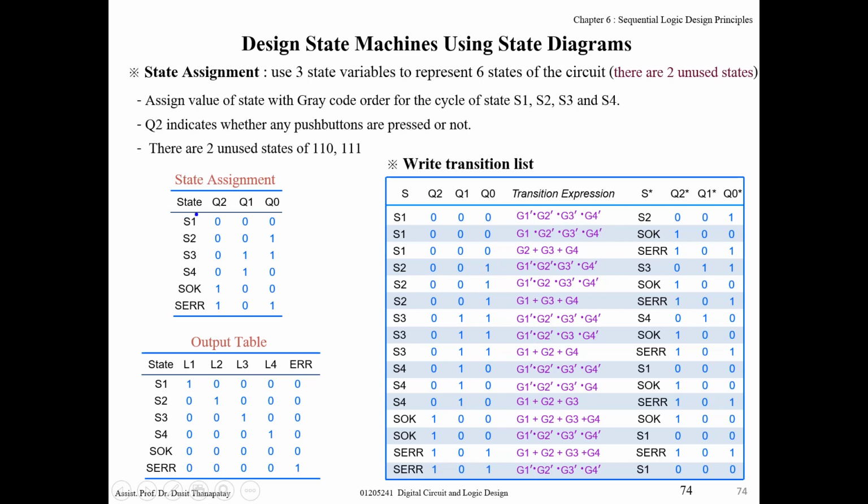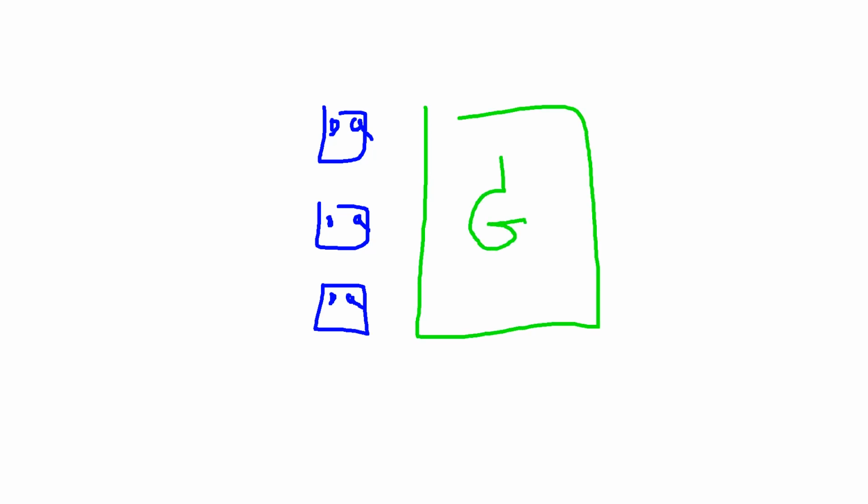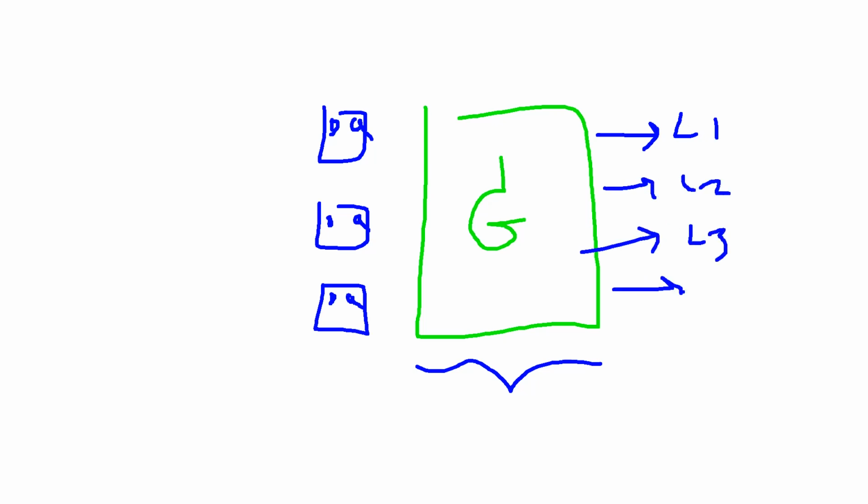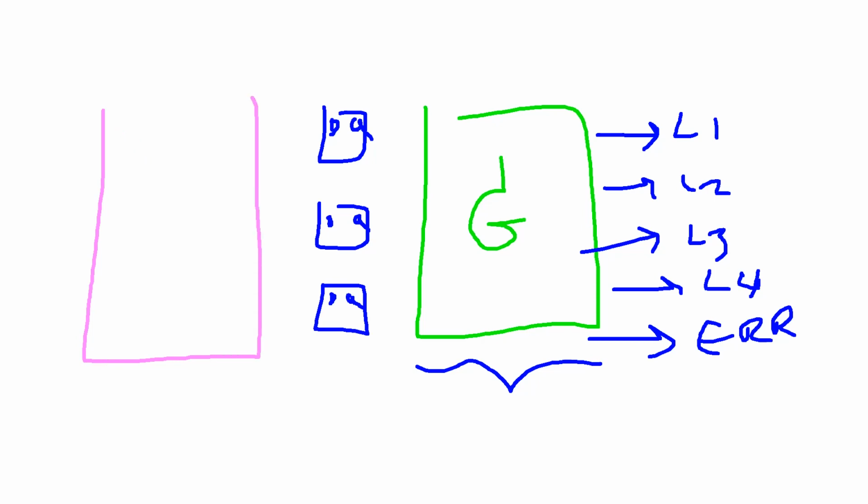Now you use three state variables, Q2, Q1, Q0. That means you have got what? Three flip-flops, right? The easy one is the D flip-flop for the design. And now you already know the output equations, so that means you can write a circuit diagram for the output logic circuit G, which gives outputs L1, L2, L3, L4, and ERR. So now you are left with only the design of the next-state logic F.